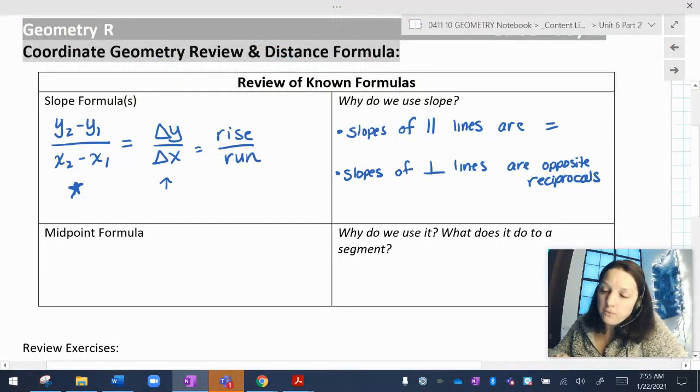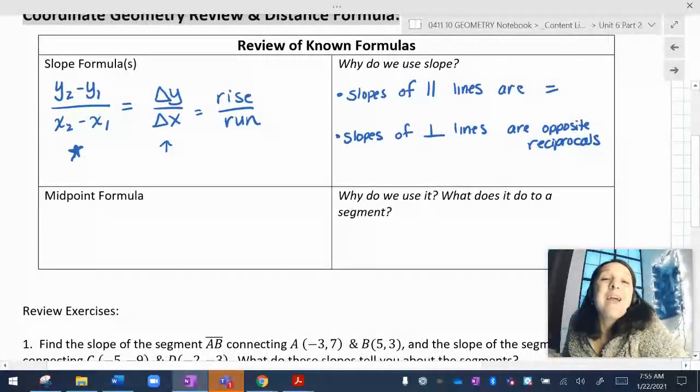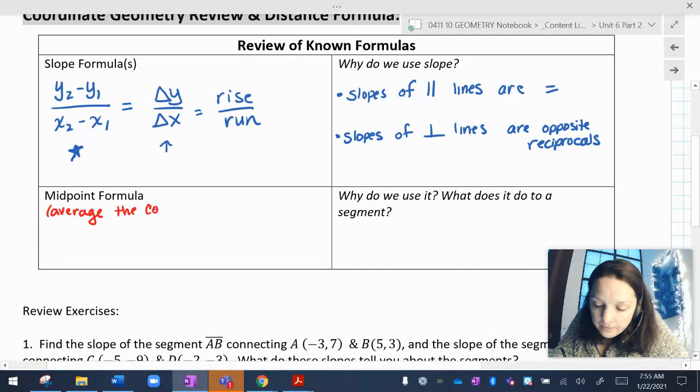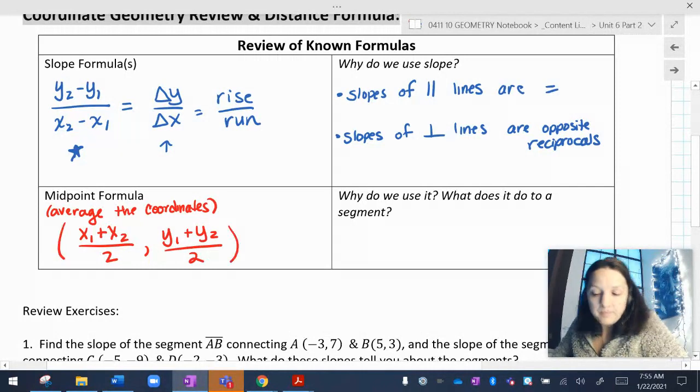Now, what about the midpoint formula? Well, the midpoint formula is in the middle. It's the average of the coordinates. And so what that means for the formula is you just add the x's and divide by 2, and then add the y's and divide by 2. Okay. Why do we use it? What does it do to a segment? Well, we use it to find a midpoint. It splits a segment in half. So why do we use it? I mean, to find the middle, I guess. I'm not even going to write that. But what does it do to a segment? It cuts it in half. And that's a pretty powerful thing.